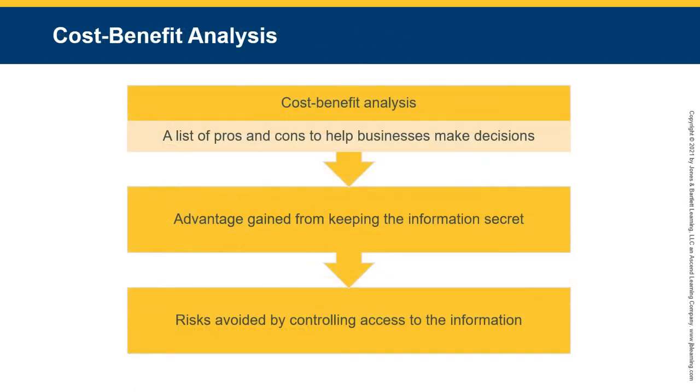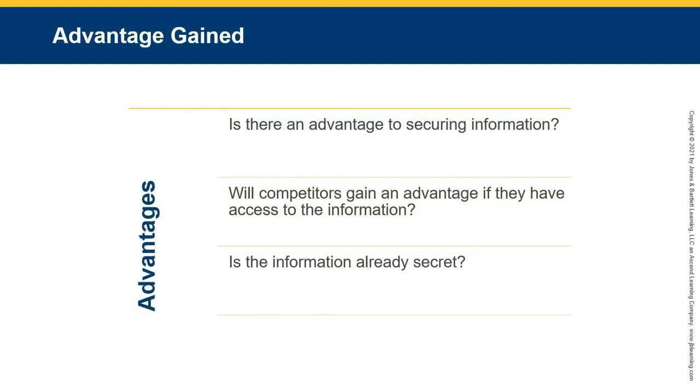So the cost benefits. The cost benefit analysis is basically a list of pros and cons to help the business make business decisions: advantage gained from keeping the information secret, and risks avoided by controlling access to the information. Advantages gained: is there an advantage to securing information? Will competitors gain an advantage if they have access to this information? Is the information already secret? These are some of the things we want to look at that could cost us if we lost our data.